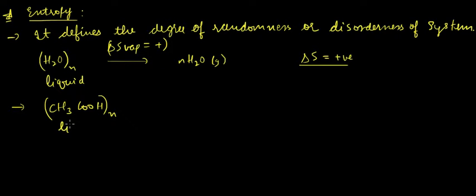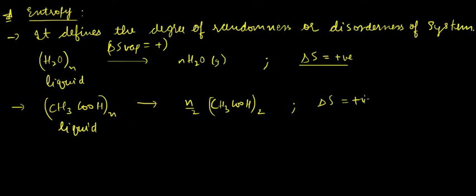Similarly, if we look at this example, CH3COOH, which is liquid, gets converted into 2 CH3COOH gas. We have already discussed that CH3COOH actually exists in dimer form. So again, delta S for this reaction is also positive. Okay, so this is the gaseous form.